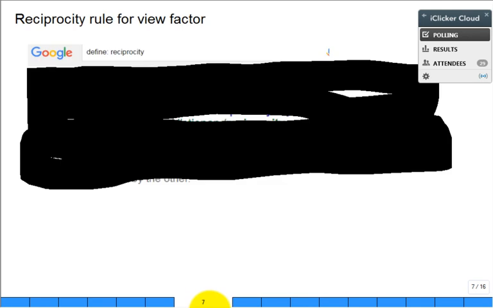There's also one other rule. It's called the reciprocity rule. Well, when I encounter a word like this, maybe I'm not so certain. What does reciprocity mean? Well, I would go to the online dictionary or encyclopedia and look it up. But how about you from memory? What does reciprocity mean to you?